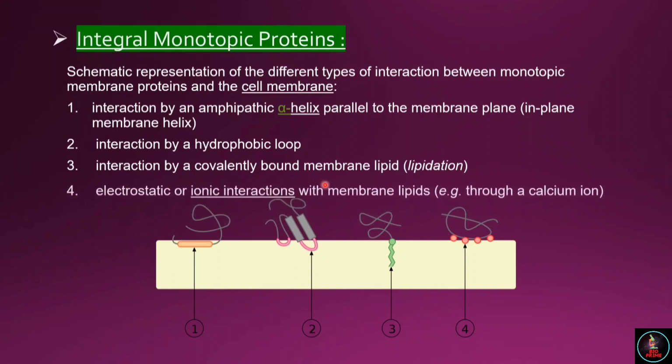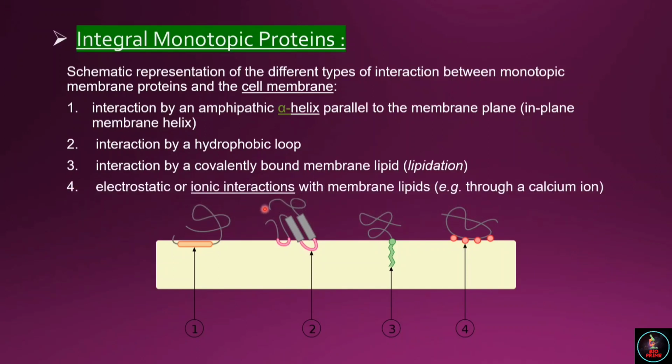And the fourth type is ionic interactions. Ionic interaction means many ions are attached to the hydrophobic portion, like calcium ions. These are the 4 calcium ions, in the orange color. They are like bead-like, pearl-like structures attached to the hydrophobic portion. And these are the types of integral monotopic proteins.